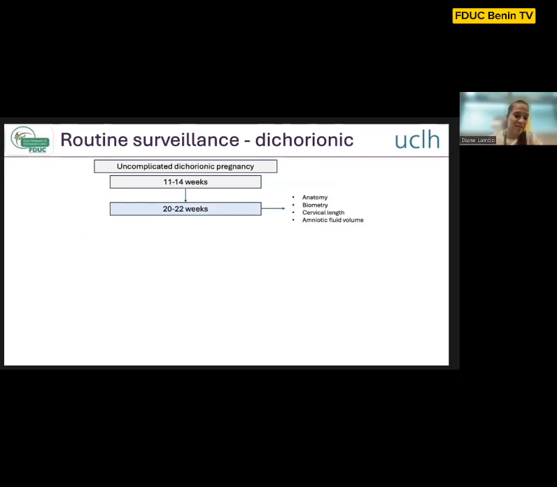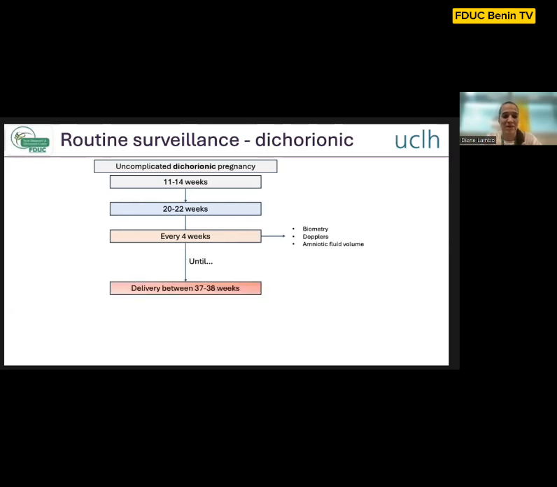These are the recommendations. Obviously, there's a lot of controversy as to what you do with a twin pregnancy in the context of a short cervix. But nonetheless, we measure the cervical length and we measure the amniotic fluid volume. And then from that stage onwards, we scan them monthly, so every 4 weeks. And again, this is in the context of an uncomplicated pregnancy, where we perform Dopplers, so your umbilical, your middle cerebral artery Dopplers, your ductus, and we perform biometry, and also we assess the amniotic fluid volume. And this occurs until birth, which is typically between 37 and 38 weeks for all dichorionic pregnancies.